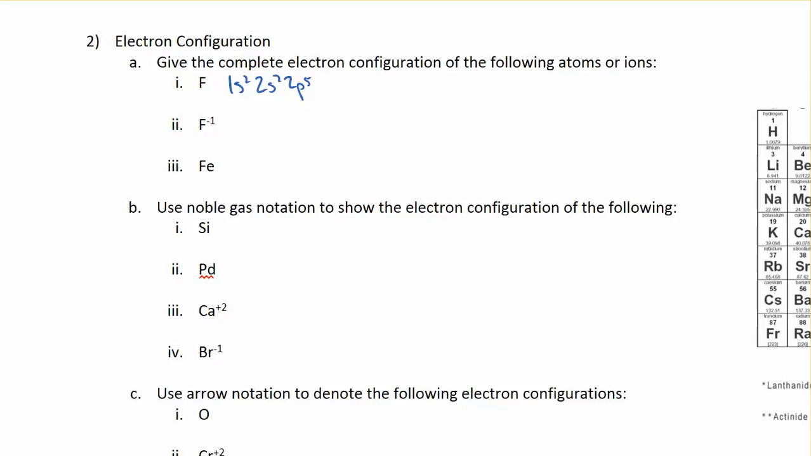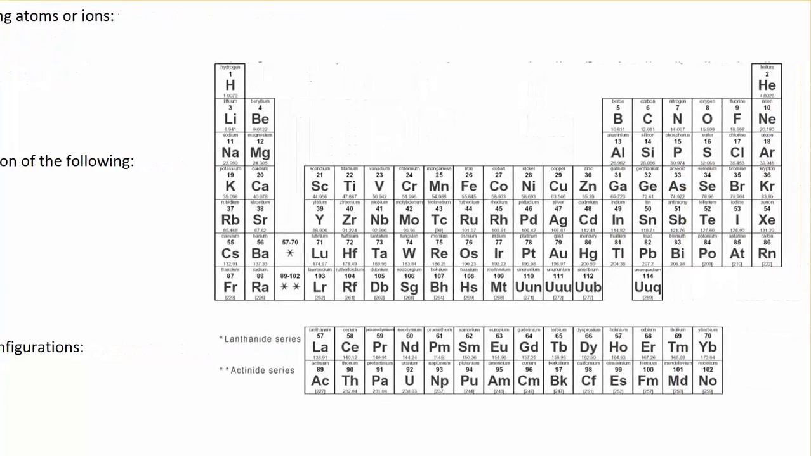If fluorine were to become an ion and gain an electron, it's going to put that additional electron in the 2p orbital. We know that because the 2p orbital can hold up to 6 electrons, and previously it only had 5. So the fluorine ion will be 1s2, 2s2, 2p6.